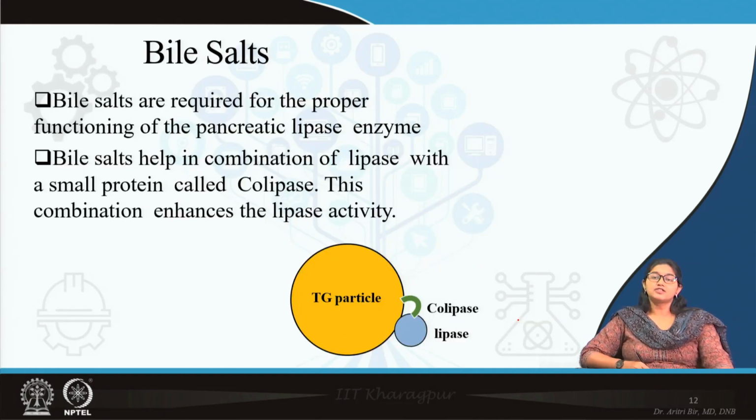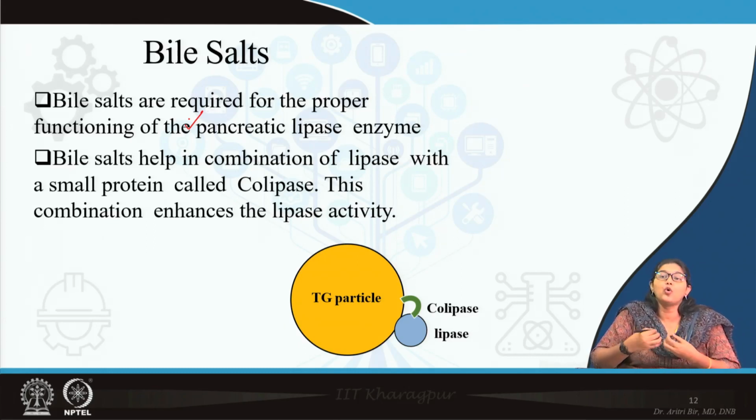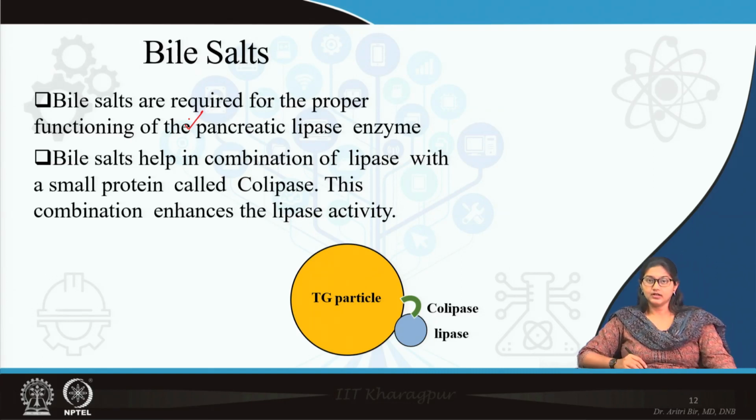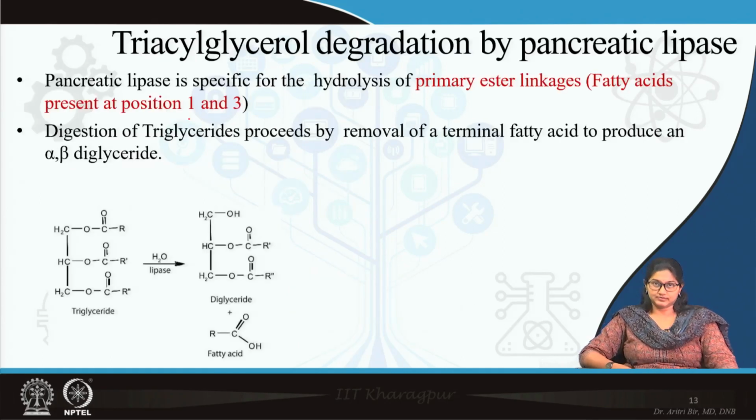Again, bile salt also helps in the function of pancreatic lipase. Now, as I mentioned previously, there is another molecule, co-lipase. Co-lipase is basically a small protein, a peptide. This co-lipase anchors the lipase with the triglyceride particles so that it can attach properly over the triglyceride surface. So, remember, co-lipase is acting as a cofactor of pancreatic lipase.